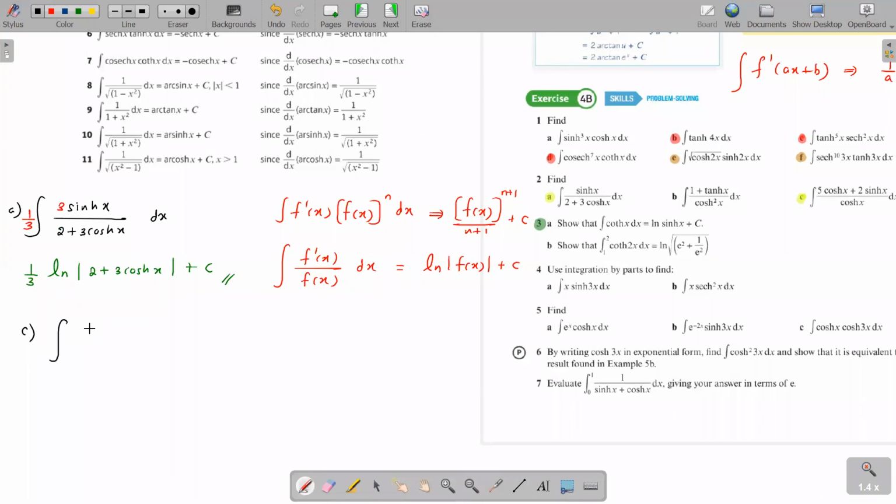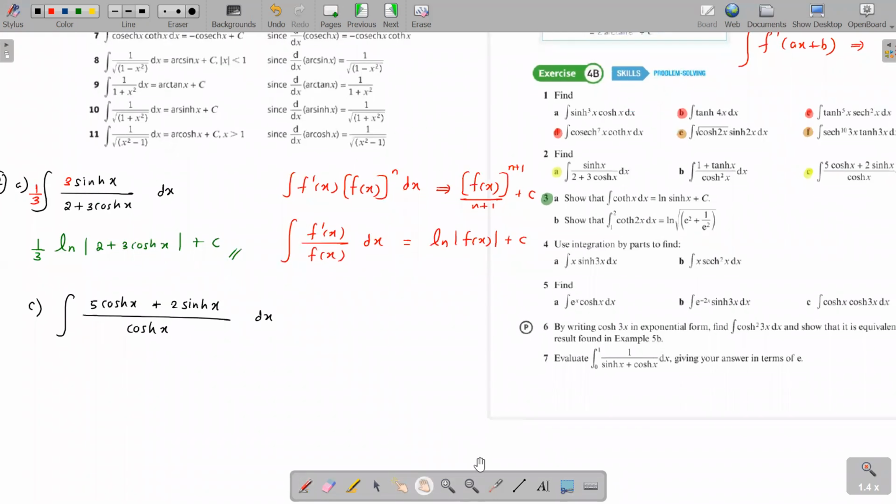In part C, integration of 5 cos x plus 2 sin x over cos x. Okay, so how do we do this one? So basically now, in this one, don't go to f dash x over fx immediately. You fail. The first thing you should do here is to separate. Okay, so separate the two terms here. So I get here integration 5 cos x over cos x. What happens? 5 cos x over cos x becomes 5. Plus here I get 2 sin x over cos x.